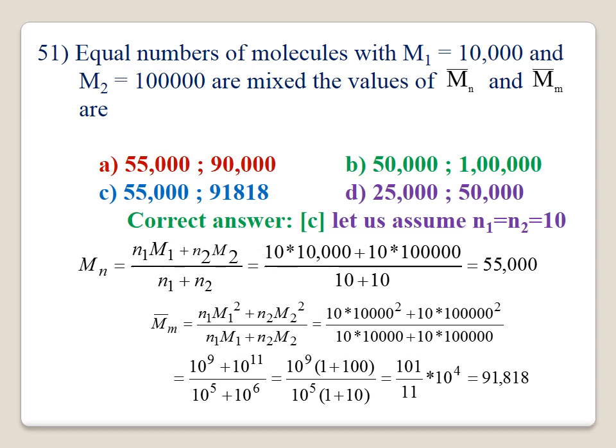The number average molecular weight is 55. The weight average molecular weight is 91,818. Option C is correct.